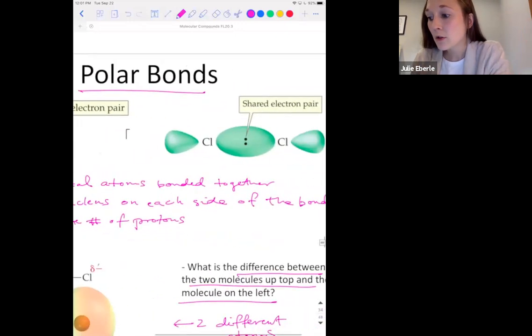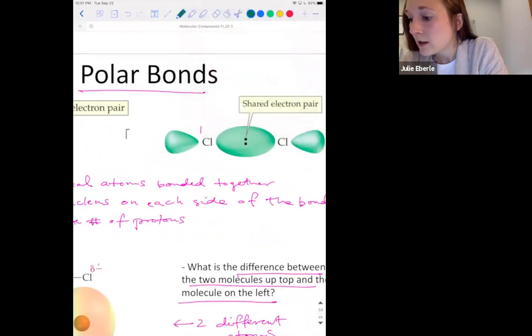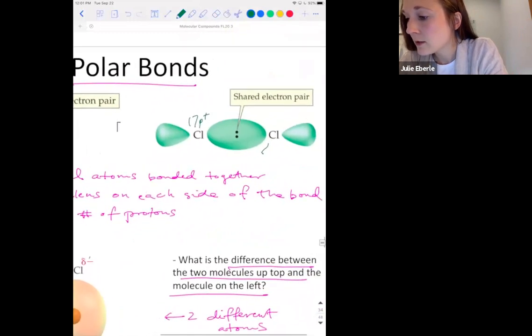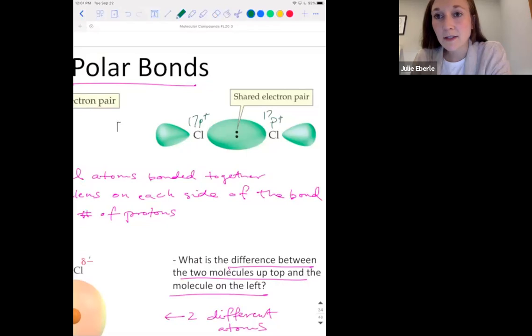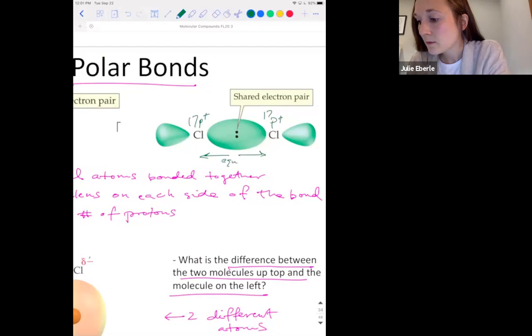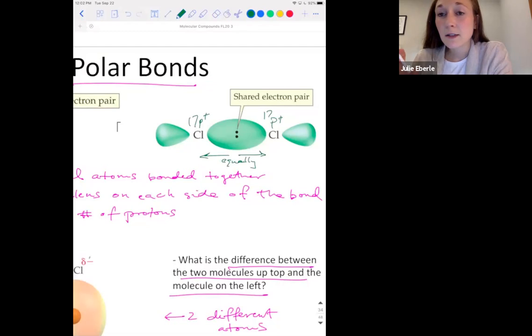And the same thing with chlorine. Chlorine has 17. Sorry, I'm back to pink. I forgot. Chlorine has 17 protons, and that's on both sides here. So when we consider the tug-of-war match, it's the same concept here. These electrons in the middle, they're being pulled equally in opposite directions. This is a non-polar bond. When electrons are shared, keyword, equally, it's a non-polar bond.